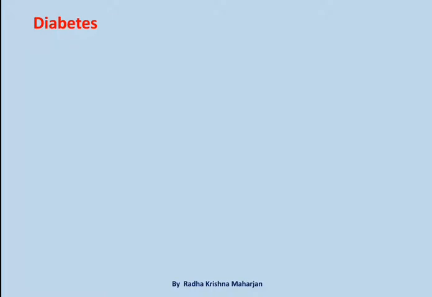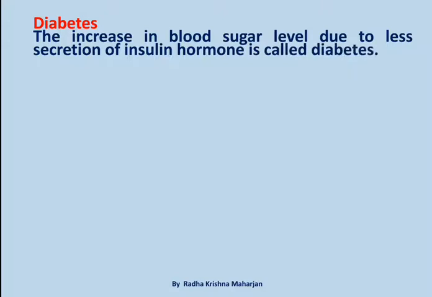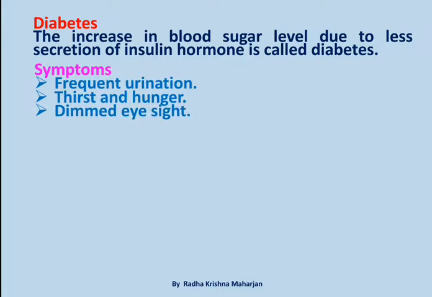Diabetes: the increase in blood sugar level due to less secretion of insulin hormone is called diabetes. Symptoms: frequent urination, thirst and hunger, dimmed eyesight, slow healing wounds.